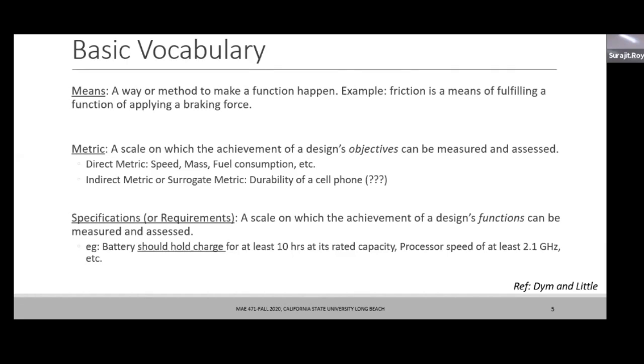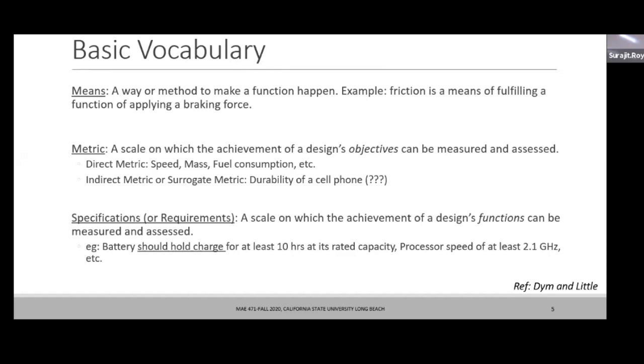Now, there's another term that is commonly used as technical specifications. If you have come across specifications of a specific product, let's say the spec of a mobile phone or a laptop or electronic consumer goods, this term is commonly used in those cases. Now, specifications are basically the scale on which the design's functions are measured. So it is not about the objectives, but about the function.